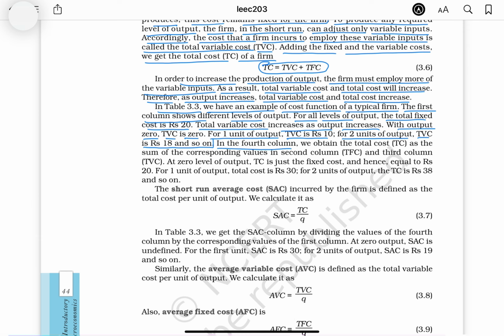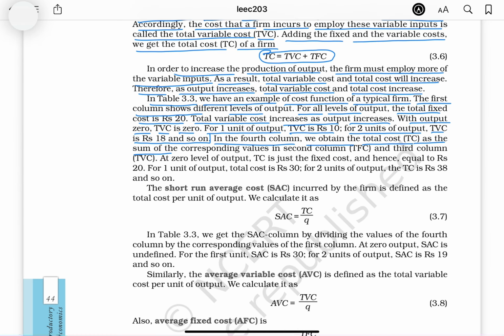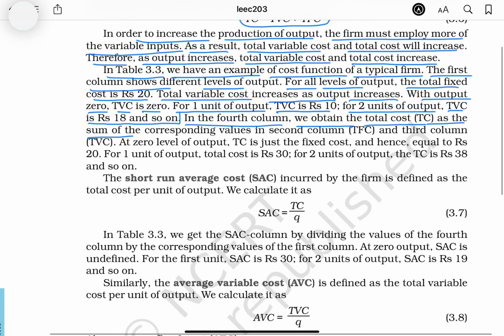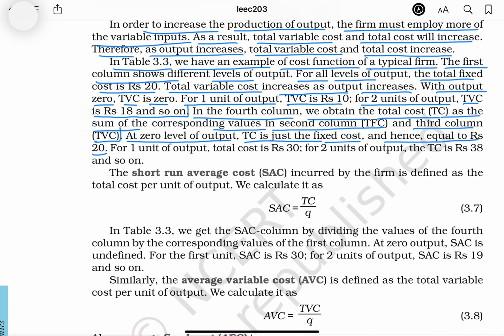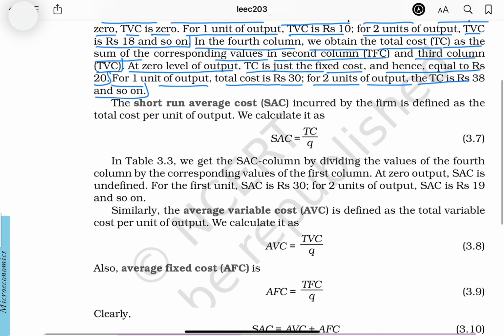In the fourth column, we obtain the total cost TC as the sum of the corresponding values in the second column TFC and the third column TVC. At zero level of output, TC is just the fixed cost and hence equal to rupees 20. For 1 unit of output, total cost is rupees 30. For 2 units of output, the TC is rupees 38, and so on.